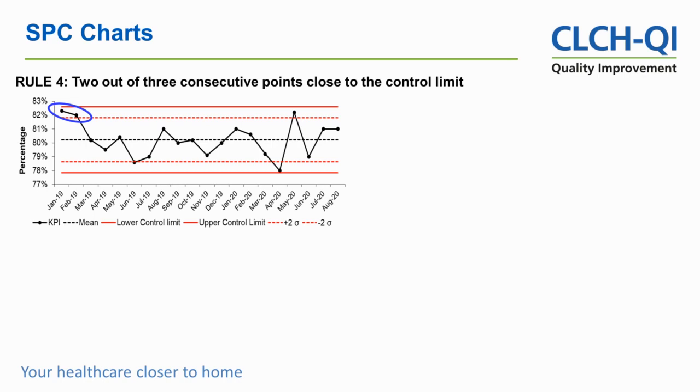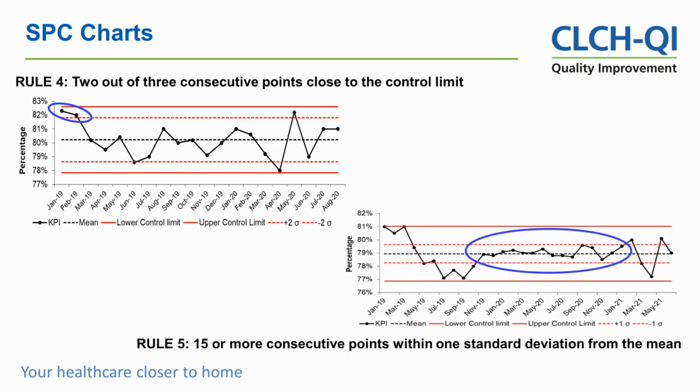The 5th rule is 15 or more consecutive points within 1 standard deviation from the mean. You can see here the data points are close to the mean on either side. In this chart, if we look at the whole chart, we have a lot of variation, and then we have these 15 or more points hugging closely to the mean, and this is an indication of special cause.